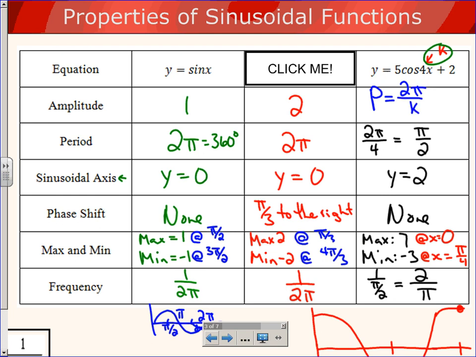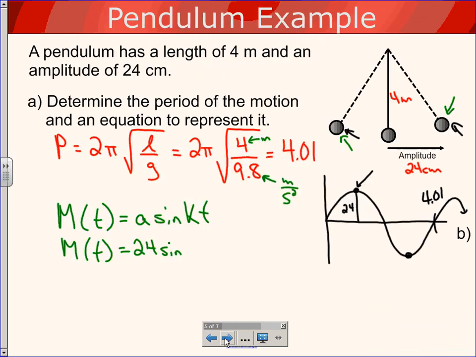So now I'm trying to figure out what K is. If I rearrange that equation, K is equal to 2 pi over the period. And so that's what I need here. If I'm trying to figure out the K value, K is equal to 2 pi divided by the period, and we figured that out was 4.01. So if we punch that in the calculator, I get a K value of about 1.57. And again, I'm still rounding a bit, but I'm okay with that. So there's our function. The motion of this pendulum can be described as 24 sine 1.57 t.